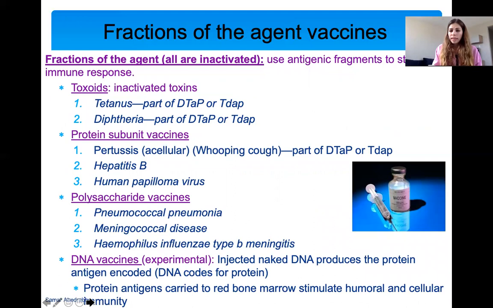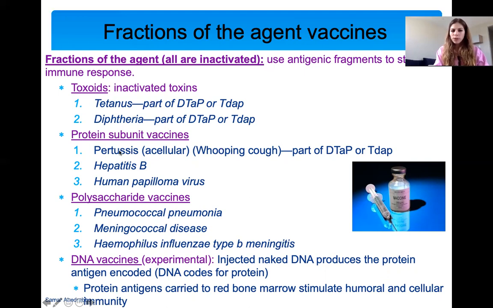So those were whole agent vaccines, and there was attenuated and inactivated. Now we're going to talk about fractions of the agent. These are all inactivated, meaning they're basically all dead, but they're fragments of the pathogen, and these antigenic fragments of the pathogen will mount an immune response in someone. So examples of these are toxoid vaccines, which are when you inject inactivated toxin in a person so that if they ever are exposed to the toxin in their lifetime, they won't have the disease, so you won't get tetanus or diphtheria. These are part of the DTaP vaccine, which is a vaccine that consists of tetanus, diphtheria, and pertussis.